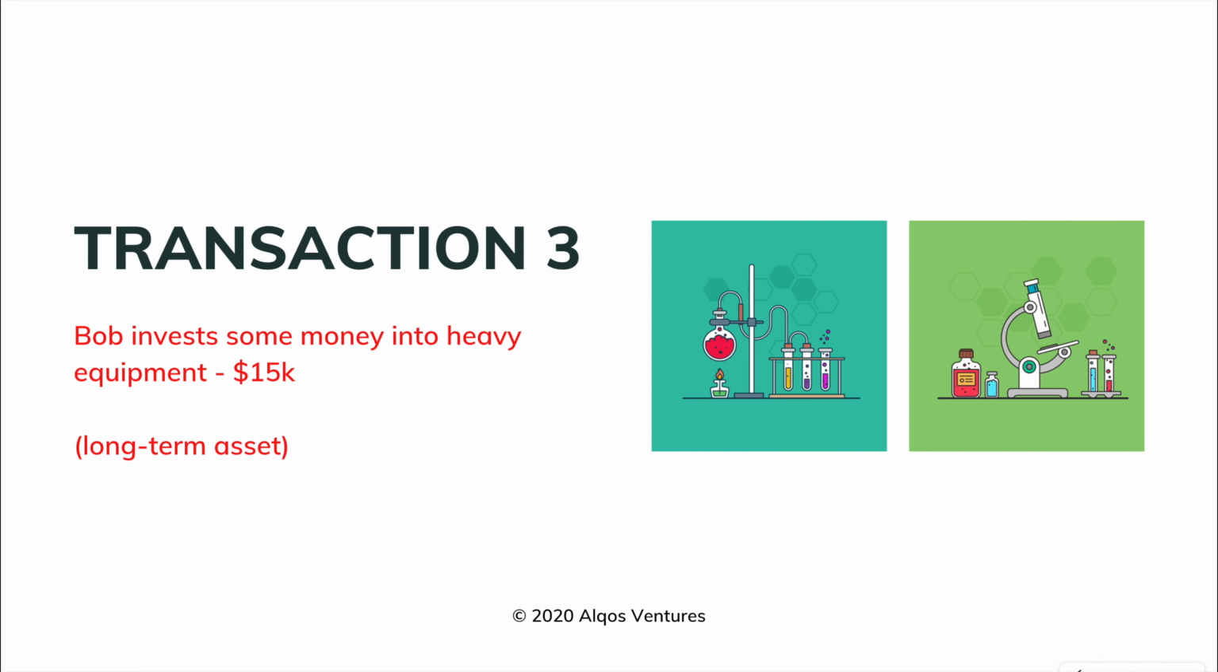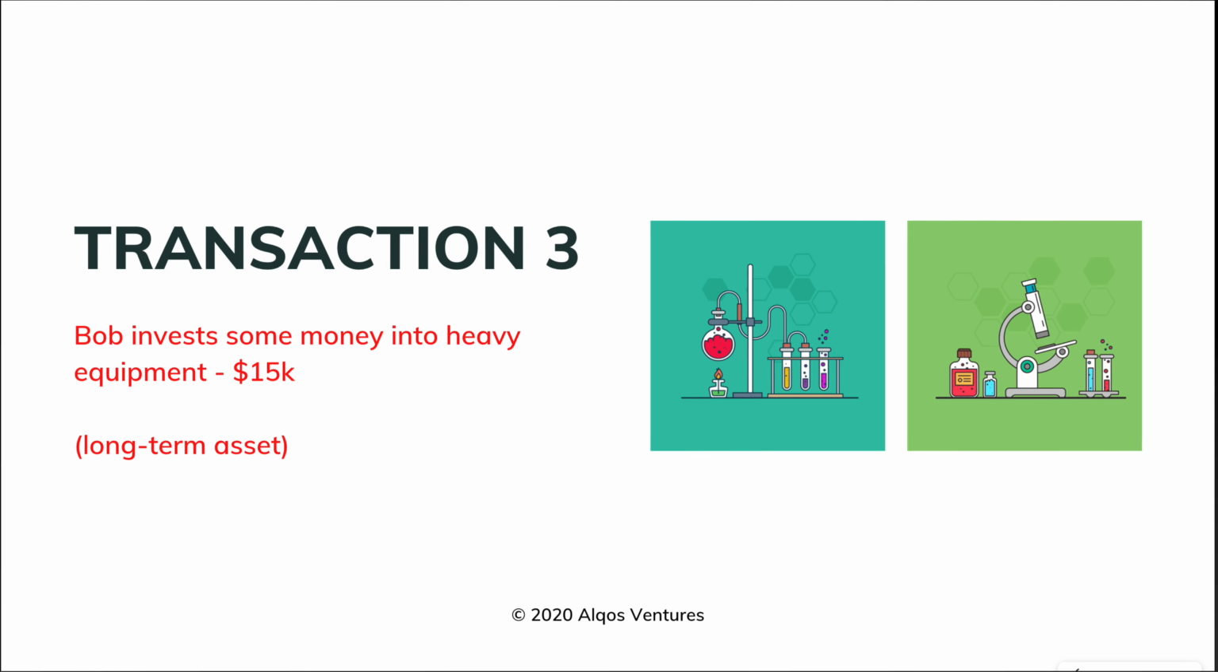But then Bob realized that he has some heavy equipment that he needs to buy to have the business running long term. And of course, some decisions here might be, should I buy it? Should I lease it? Can I rent it? But in this case, Bob decided to go ahead and buy it and actually spend $15,000 upfront. So this must be an important piece of equipment that can last quite some time, and hence it would be a long-term asset. So let's jump into the numbers and figure out what that looks like on our statement.